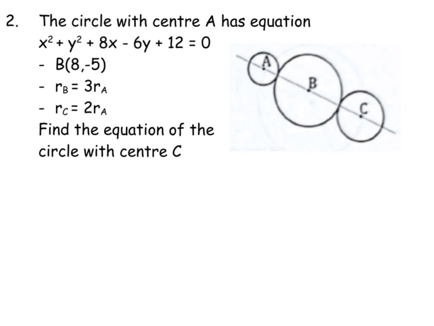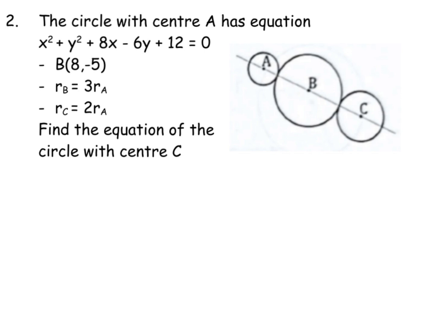So let's look at the image. The circle centre A has this equation. We're told the coordinate of B, we're told that radius B is 3 times that of radius A, and that radius C is double radius A. Alright? So find the equation of the circle centre C.